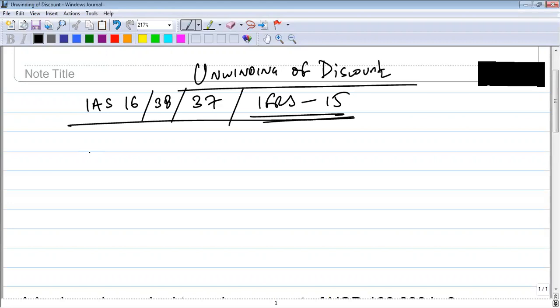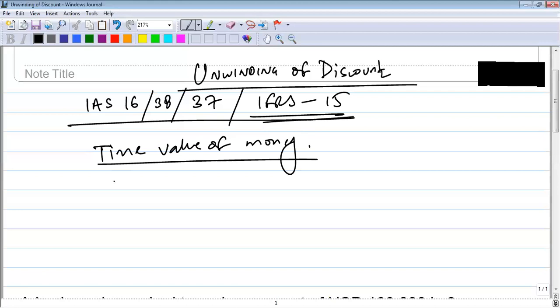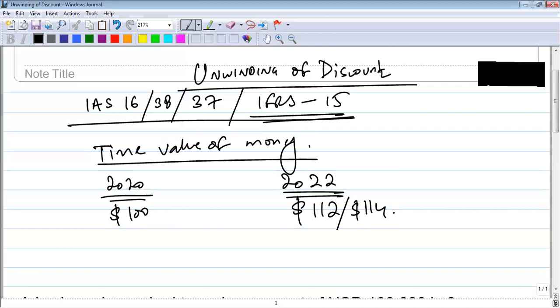For you to understand the concept of unwinding of discount, the first thing is to understand the concept of time value of money. Now, what exactly do you mean by time value of money? For example, today is 2020. There is something that I can buy for $100 today. But if I go on buying something in 2022, I might need $112, $114, something like that. Now, what is actually happening is that the money is losing its value over a period of time.